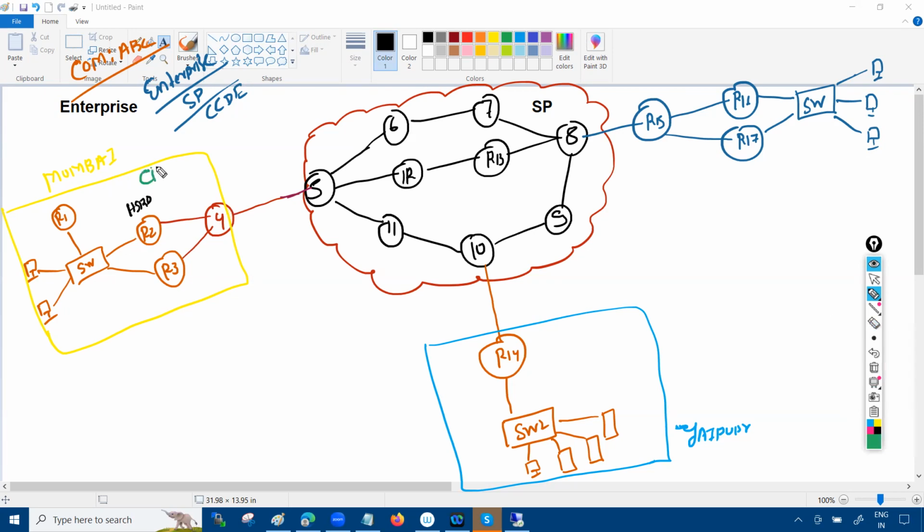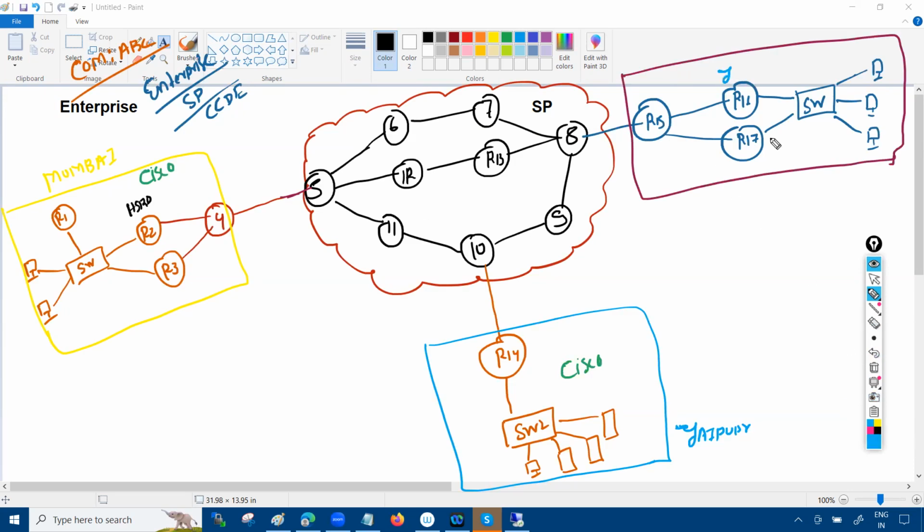All of them are running with the Cisco box. In this Jaipur location, they are also running with a Cisco box. But in a different location right now, they are running different multi-vendor technology. So I can say this one is running with a Juniper router, and this one is running with a Cisco router.